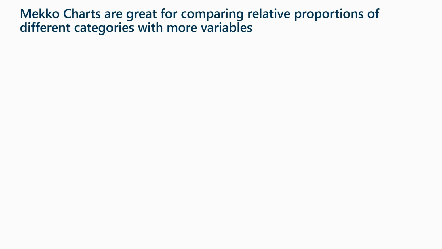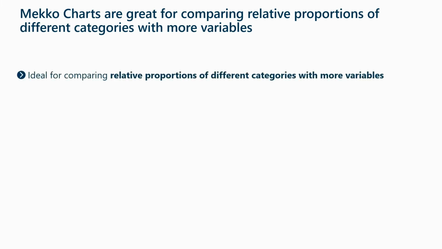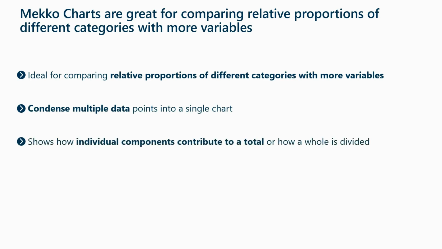Let's make clear the advantages of these charts. They are ideal for comparing relative proportions of different categories with more variables. You can condense multiple data points into a single chart, and it shows how individual components contribute to a total or how a whole is divided.